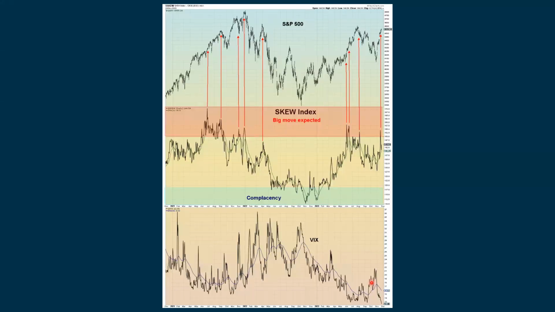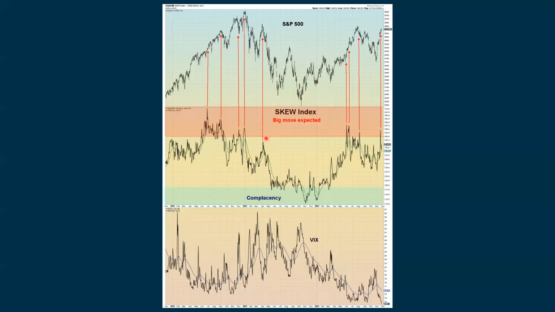Then we also look at the skew index, and I did show this in a video recently because we started to spike up into this red area. Since then, we've dropped down, so I stopped using that chart. And I explained this as this was happening. The market was expecting something kind of big. In this case, the market went up after that.